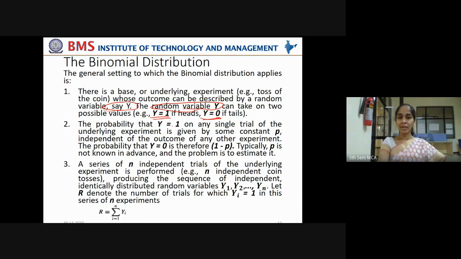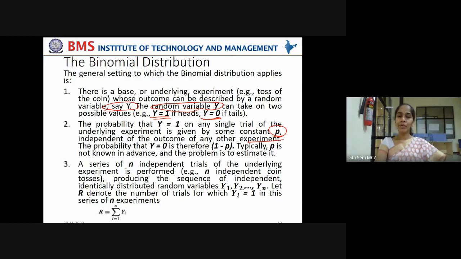Now the probability that y equals 1, that is getting a head on any single trial of the underlying experiment, is given by some constant p. So the probability of getting head is p, independent of the outcome of any other experiment. It is independent. When you toss a coin and get head, and then toss the coin the next time, getting head or tail is independent of your first outcome. Because the first time you got head, can you say the second time you will also get head or you will get tail? Can you say with some confidence? No. That is why we say independent of the outcome of any other experiment.